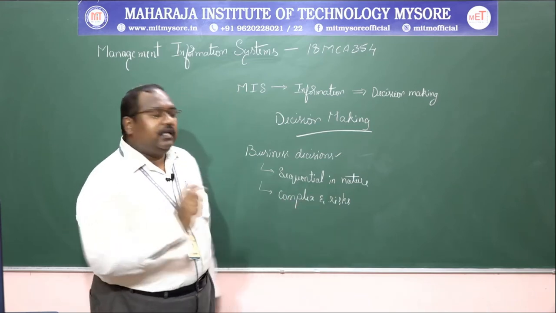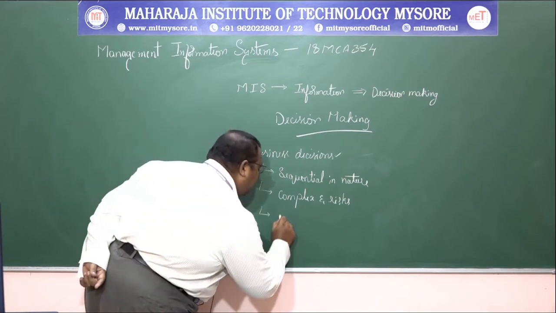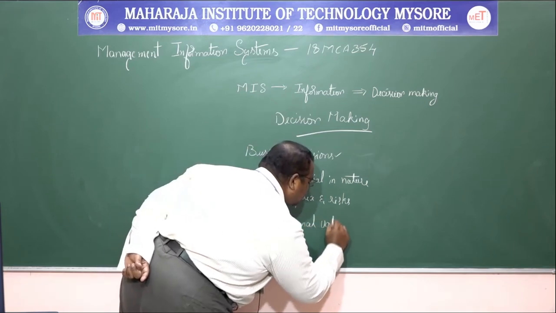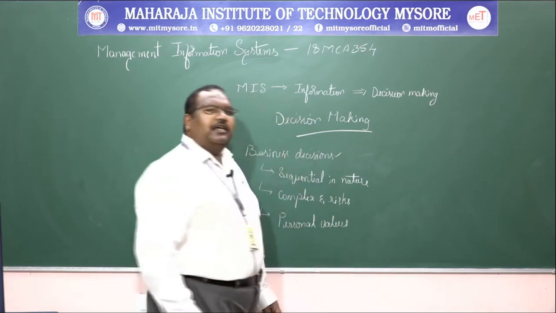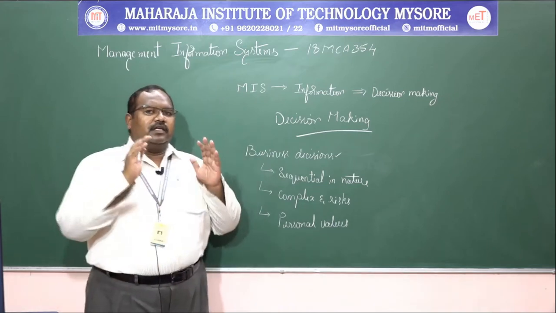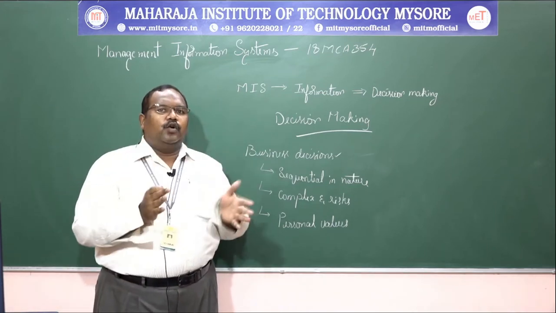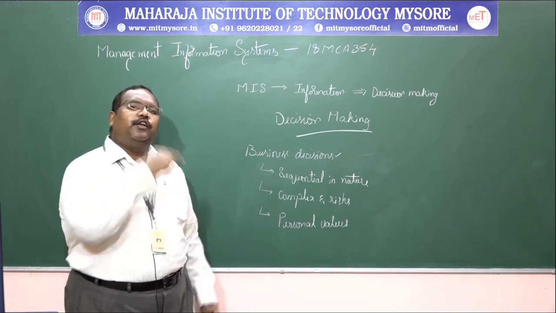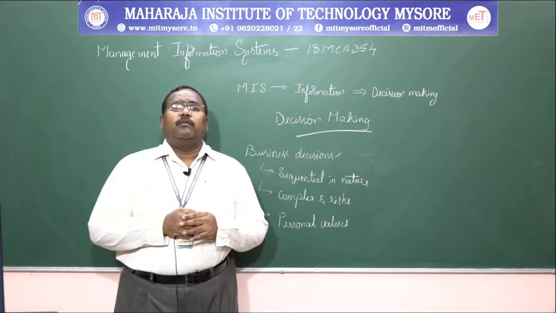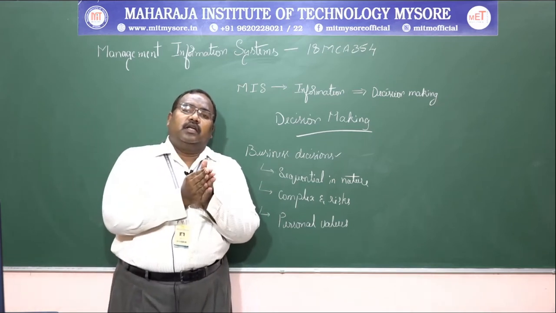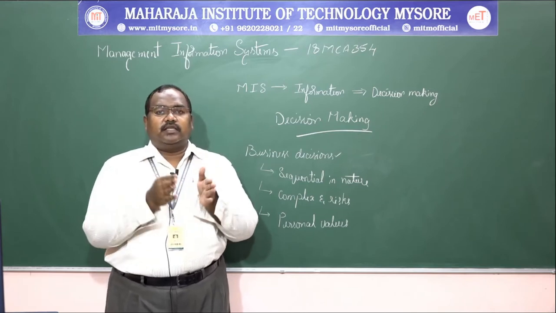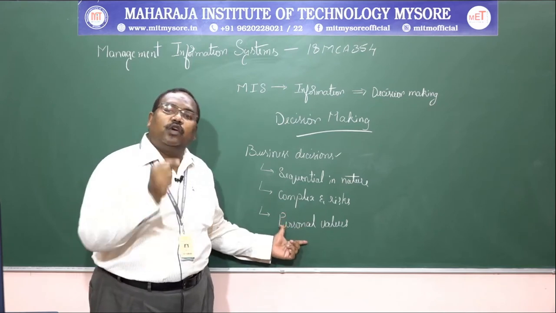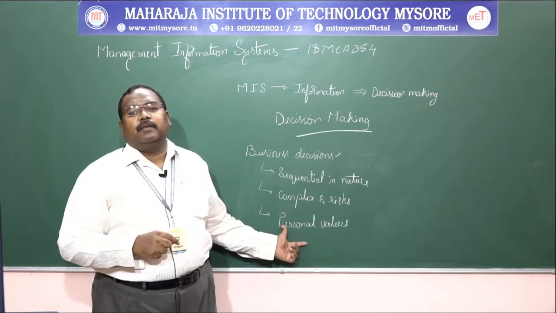The next point is that it is always influenced by personal values. Whenever a decision is made, a person's notion, or his personal values, are always, without his knowing, introduced into the decision making. Because the notion of one person, or the idea behind the decision making, varies from one person to another. So his own personal values would also affect the decision making.